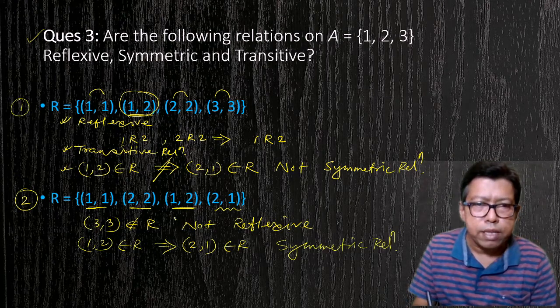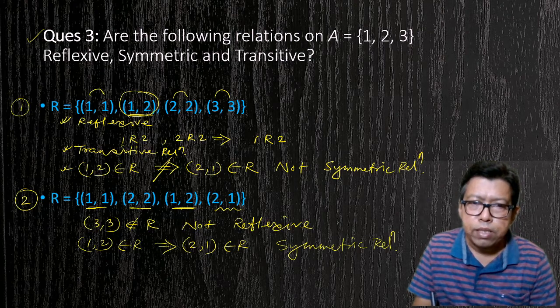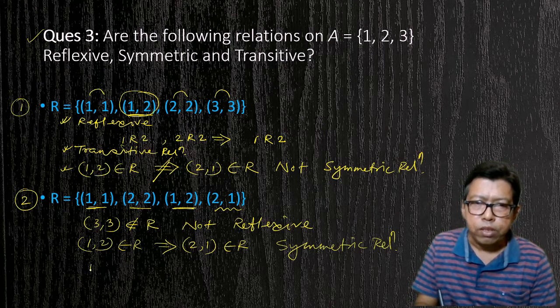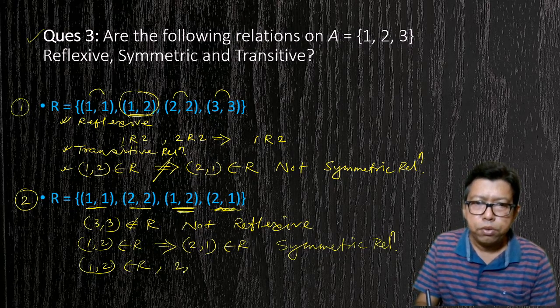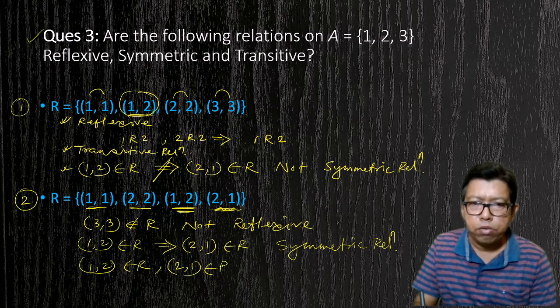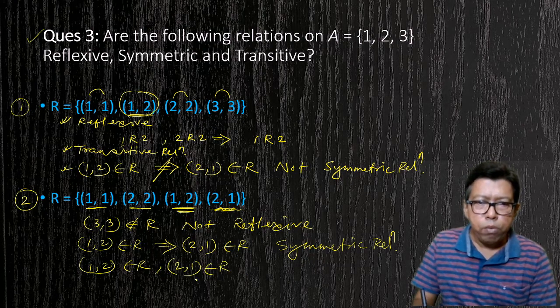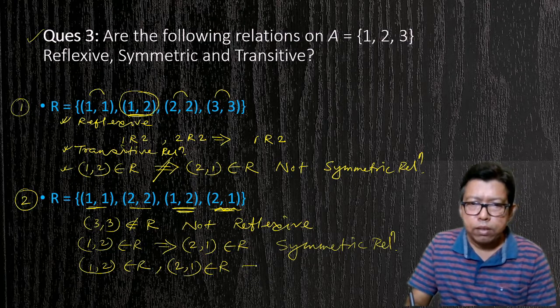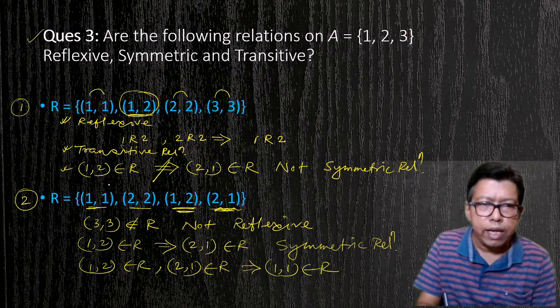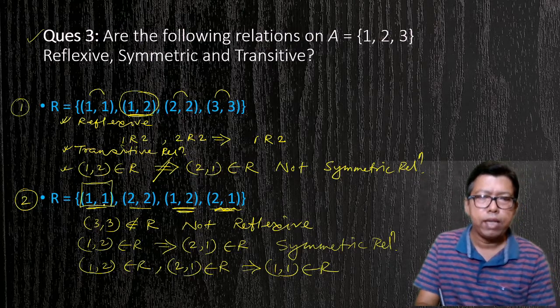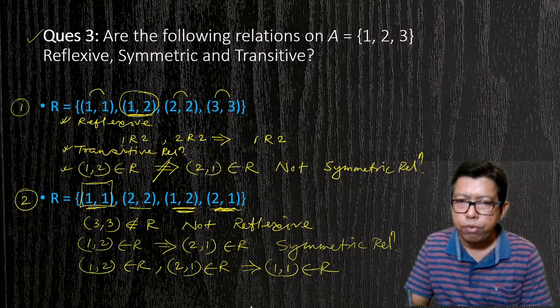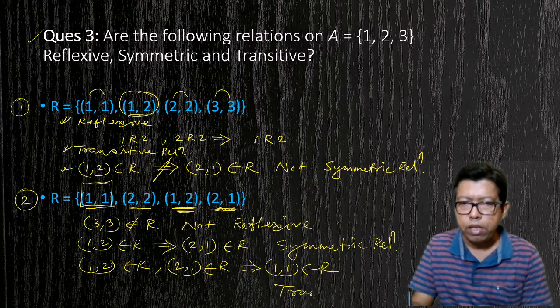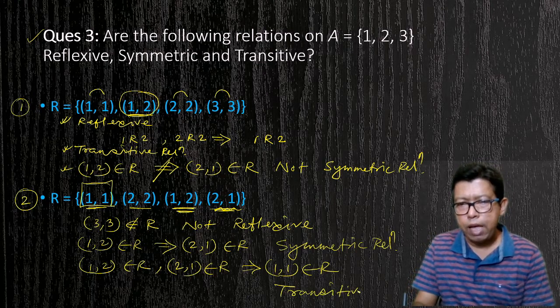Finally, check for transitivity. Yes, 1, 2 is an element of R, and 2, 1 is another element belonging to R. Whether 1, 1, that is first and third, is belonging to the relation R, check for it. Yes, it is here. 1, 1 is also an element of the relation R. So this is a transitive relation.